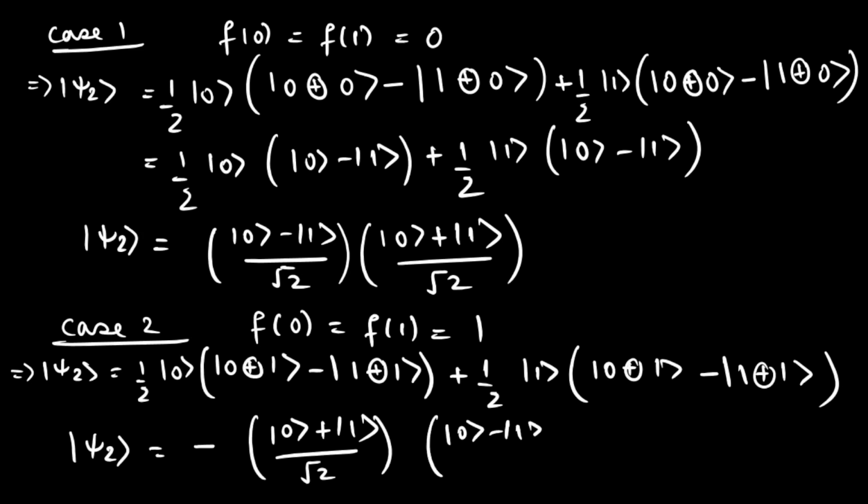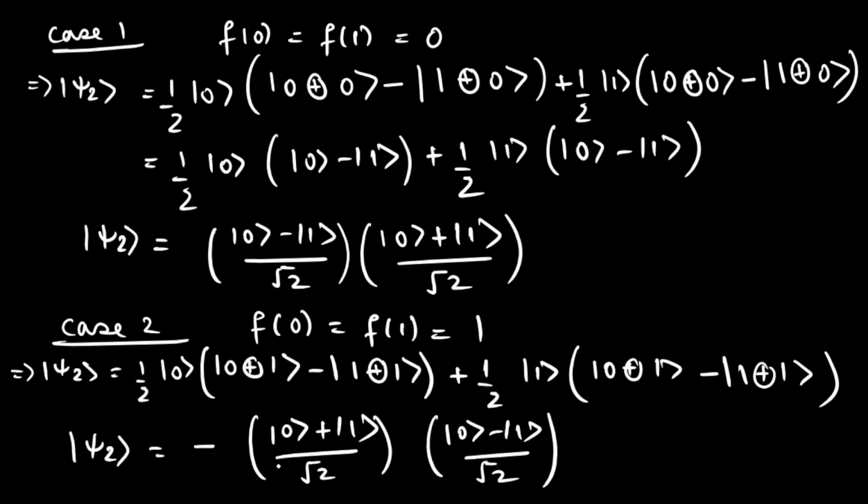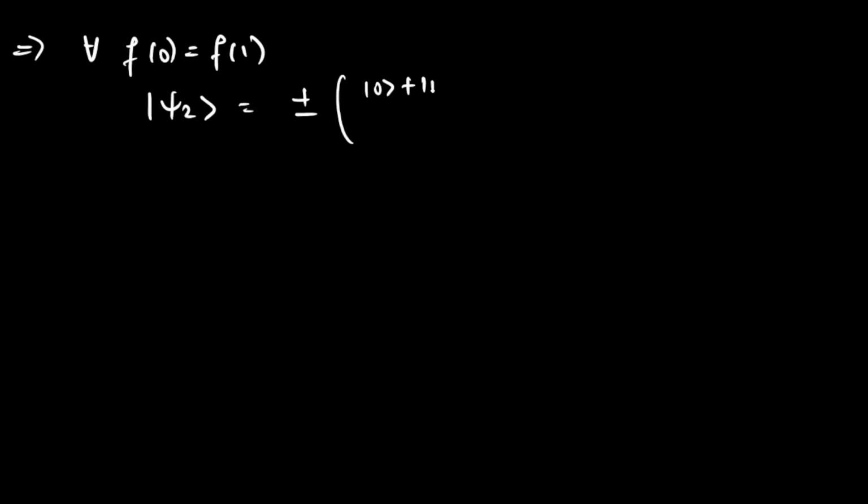which implies for all f(0) equal to f(1), that is either 0 or 1, our value of psi2 will be equal to plus or minus, that is this was plus and this was minus, (|0> plus |1>)/root 2 and (|0> minus |1>)/root 2.